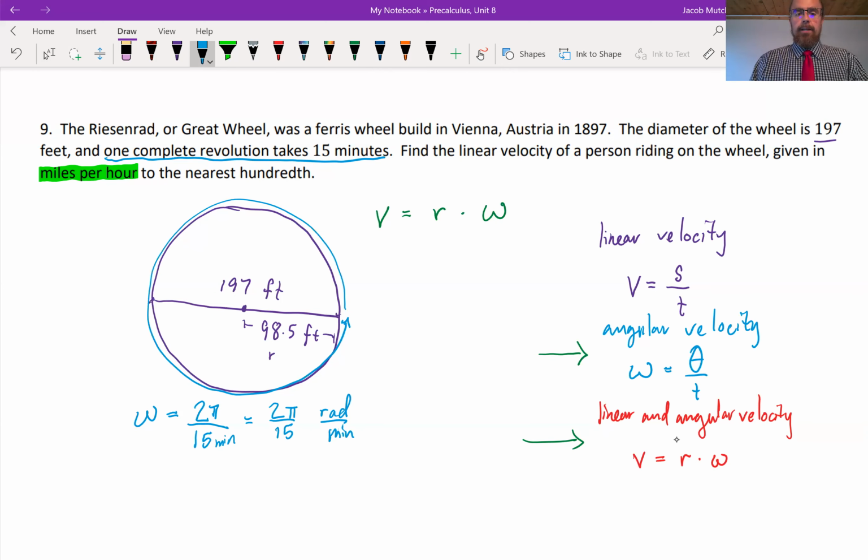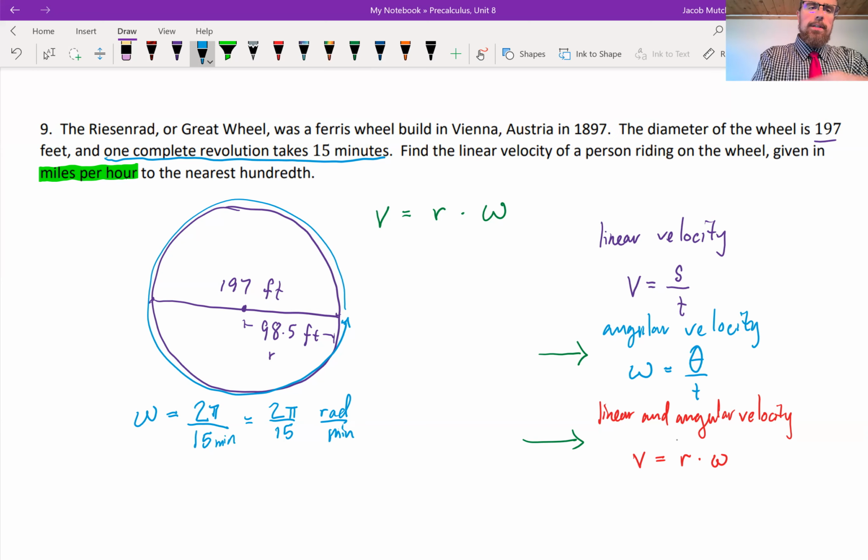So I've got my information. I know my radius is 98.5 feet. I know my angular velocity is 2 pi over 15 radians per minute. But before I plug stuff into my linear velocity formula here, I need to convert so that my units are correctly miles per hour.